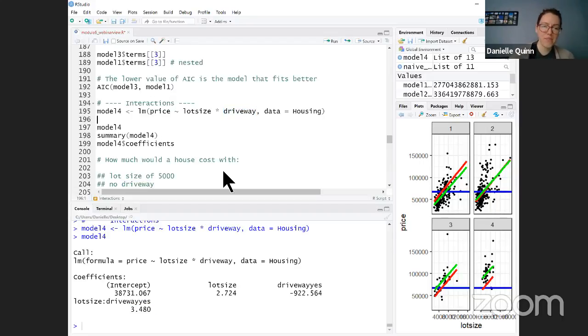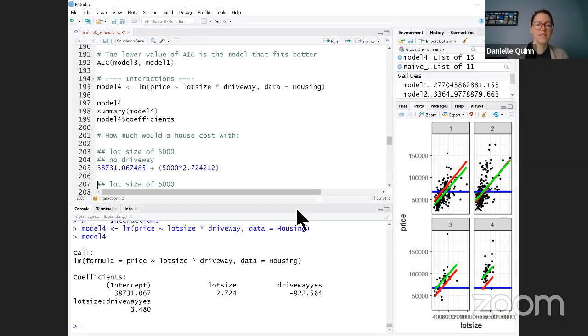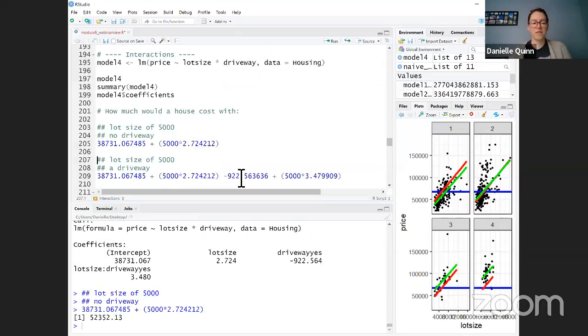Okay, so we can use this to calculate some predictions. So for example, we could say, how much would a house cost if it has a lot size of 5,000 and it has no driveway? So it's going to be the intercept plus the lot size times the slope associated with lot size. So that house is about $52,000. It has no driveway, so we completely ignore this and this coefficient, right? Because this is only if the driveway is equal to yes.